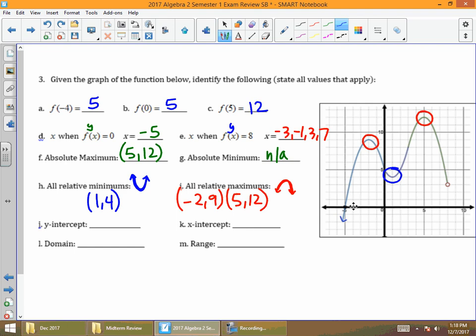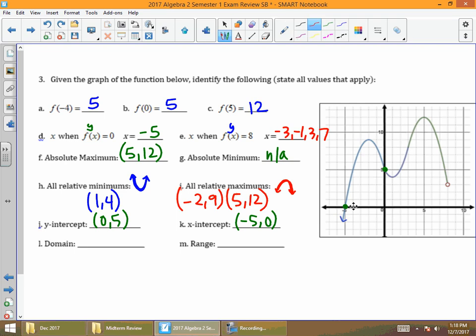Your y-intercept, moving on to part J, is just going to be the point where your graph hits the y-axis. So right here, 0, 5. Your x-intercept is going to be back here where it crosses the x-axis. So -5, 0.